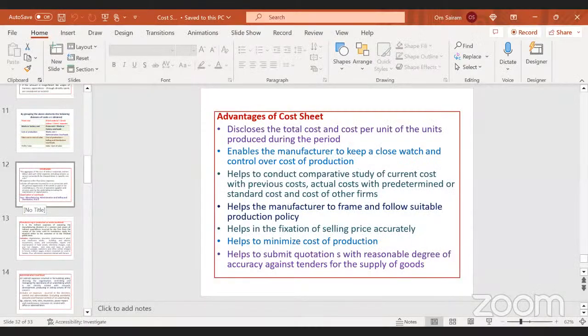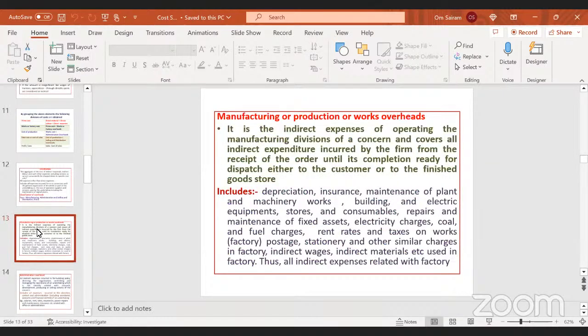Overhead or indirect expenses. So today, let us briefly discuss what the components of indirect costs are. That means indirect material, indirect labor, as well as indirect expenses.